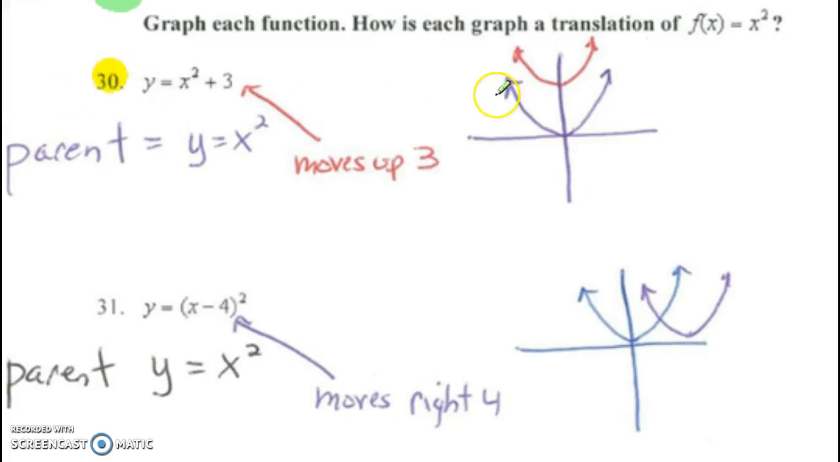In problem number 30, we are going to compare the graph to the parent function. The parent function is x squared. Outside of the parentheses, I have plus 3. That moves the graph up 3. In problem number 31, inside the parentheses, I have x minus 4. What makes that 0? If I put in positive 4, that makes this graph move right 4.